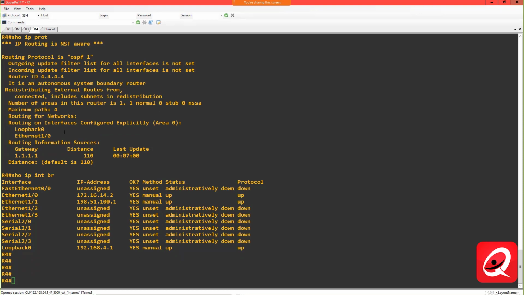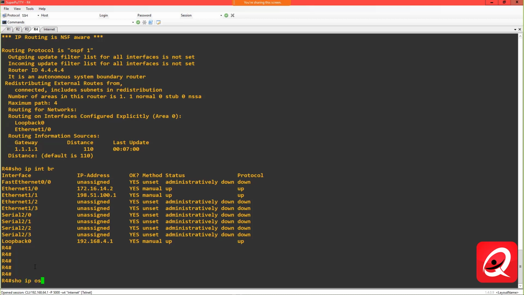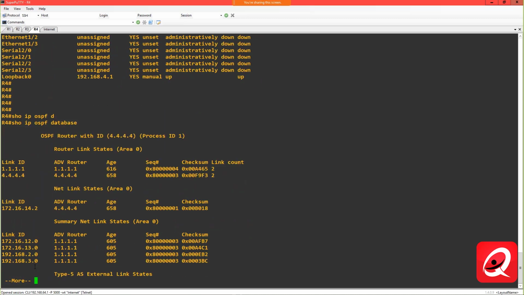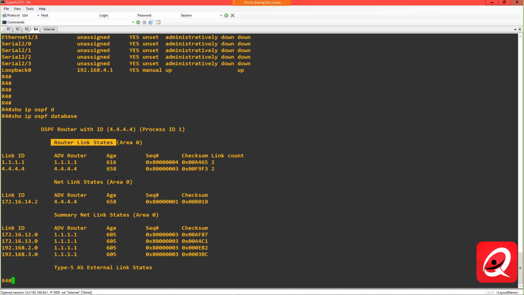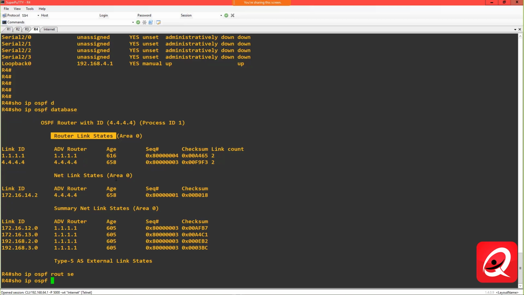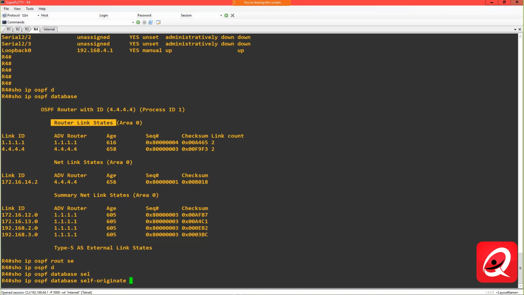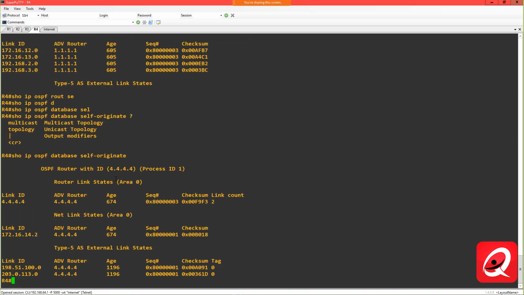So let's talk about the type 1 LSAs from the perspective of router 4. Now you could go into router 4 and just simply say show ip ospf database, but we're interested in specifically seeing the router link states. One of the things that might be helpful when you're doing your troubleshooting section on the test is to do show ip ospf database self-originate. And you should be able to see, yep, exactly, the type 1 LSAs that are being generated by this router.